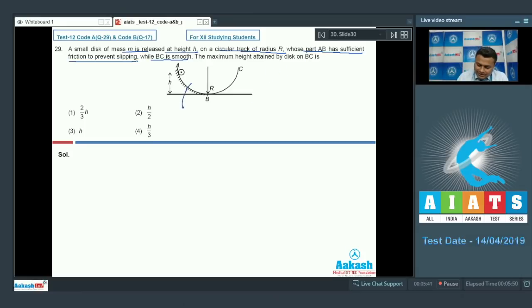Now first of all, here there will be friction, so rotation as well as translation both will occur, but here there is no friction, so there will be no rotation, only translation, meaning here slipping will occur.